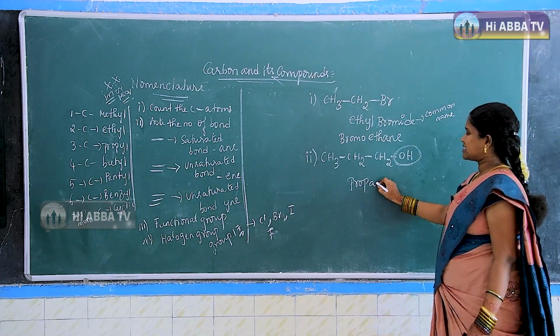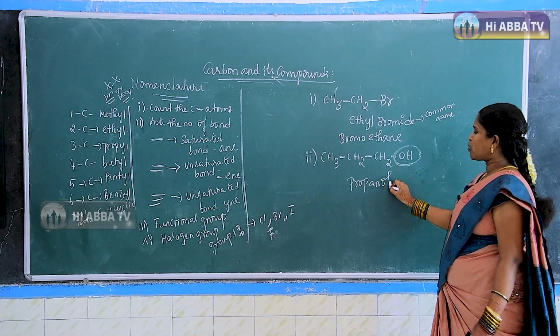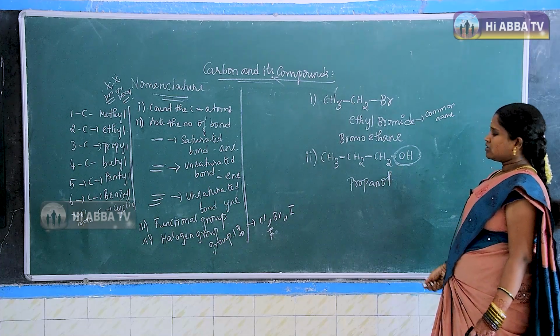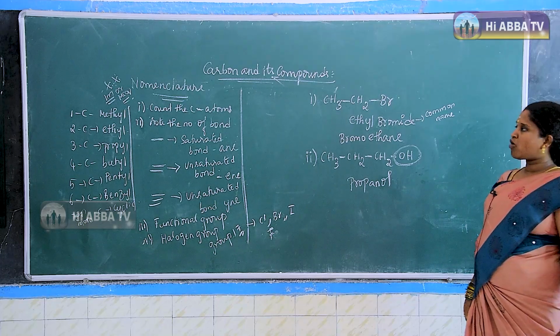So cut this E and we have to write as propanol. This is how we have to give the name of the compound.